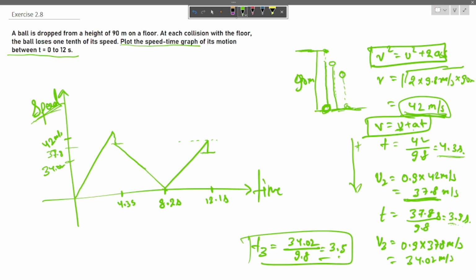Since this goes beyond the 12-second mark, we don't need to plot any further, although we can plot successive iterations using this formula. So this explains the falling down of the ball.